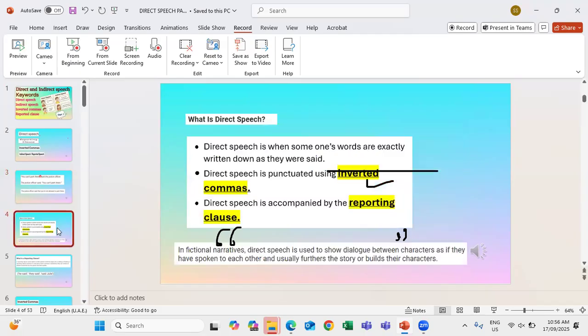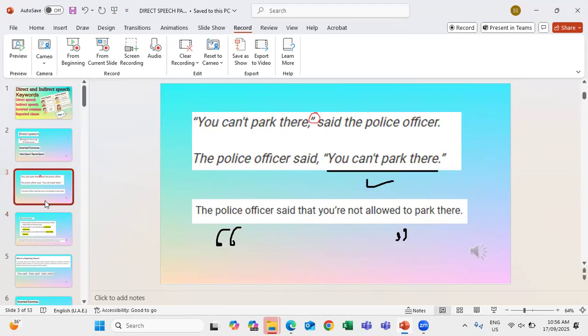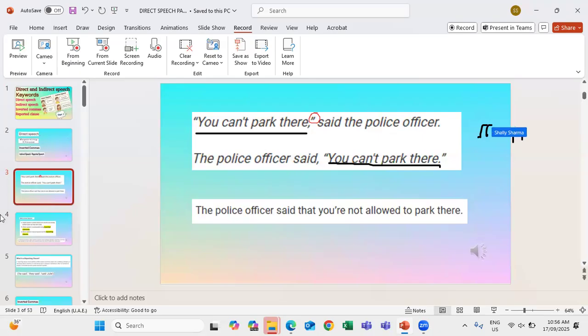Then there is one more point written: direct speech is accompanied by a reporting clause. Now, if you look here in the first two sentences, we found that this is the direct speech. Here, this is the direct speech. How do I get to know? Because it is enclosed in the double quotes. But this sentence is not only the direct speech, something else is there as well, and that is known as the reporting clause: said the police officer.